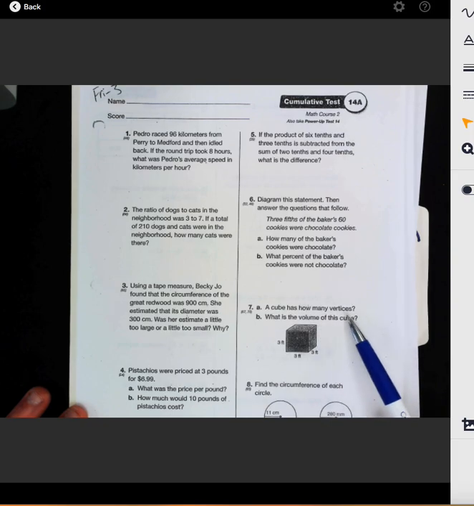Vertices are corners, so make sure you count how many corners on a cube, not just how many you see, but how many there actually are. Find the volume. I would multiply them all together.